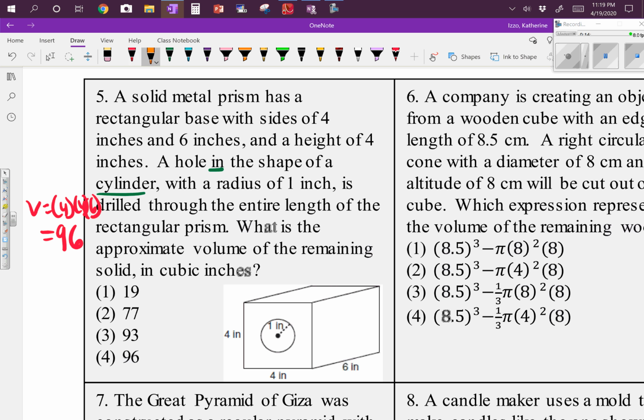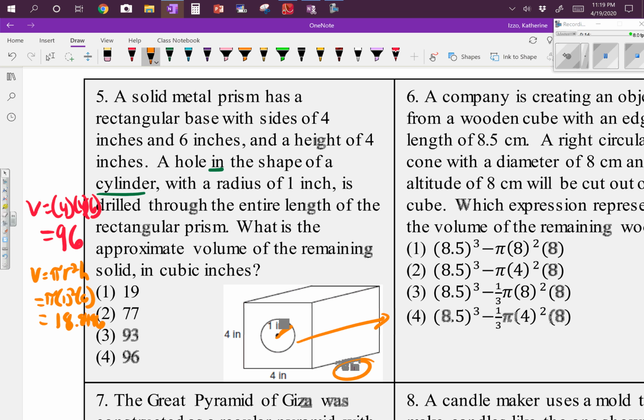Okay, volume of a cylinder. So volume of the cylinder is going to be pi r squared h. Our r is 1. It goes all the way through the block, so 6 is going to be our h. So it's going to be pi 1 squared times 6. Yeah, basically pi times 6. So that's going to get us 18 something, 18.8496.